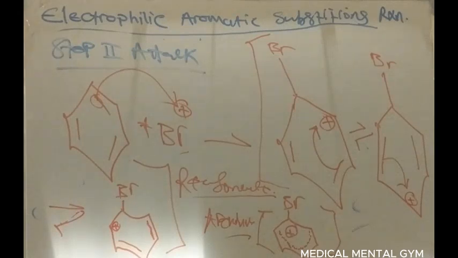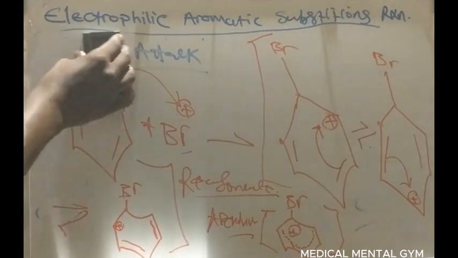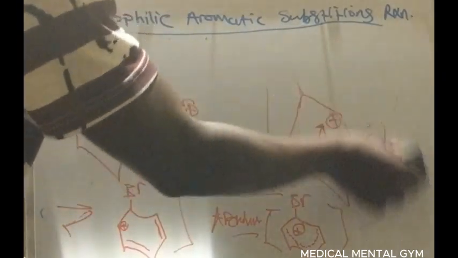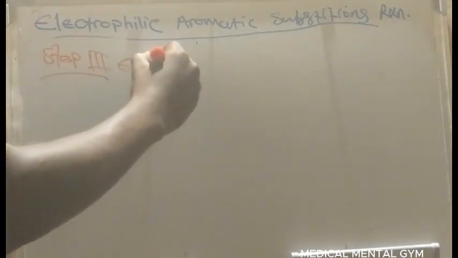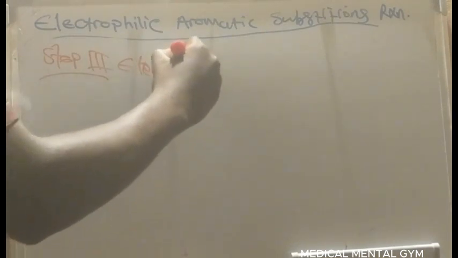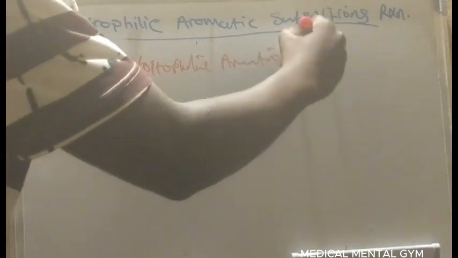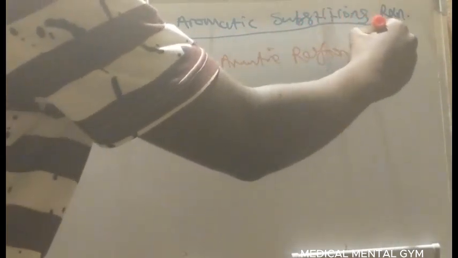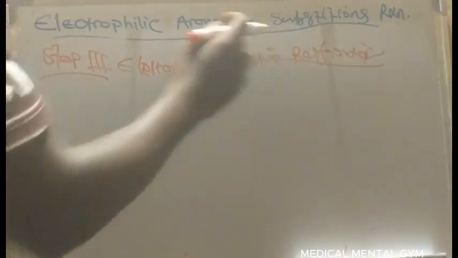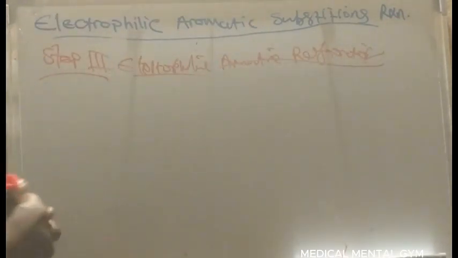So let's go to step 3, which is a restoration of aromaticity. Alright, step 3 consists of electrophilic aromatic restoration. So we want to restore the aromaticity of the newly reacted ring.